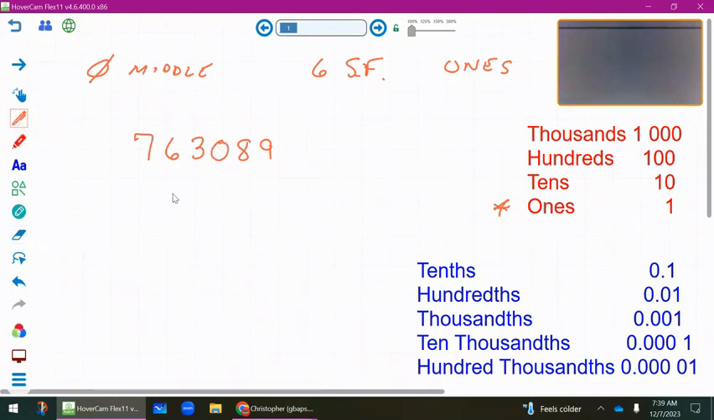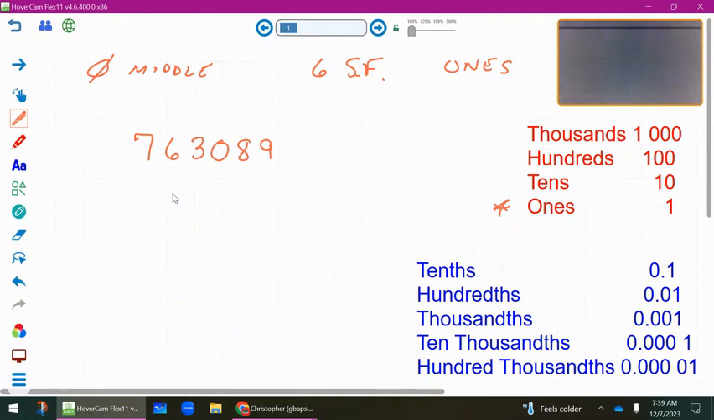Okay, so does this number have 6 sig figs? The next question is, does it have a 0 in the middle? And does it end in the ones place? And you're done. That's it. That would be it.